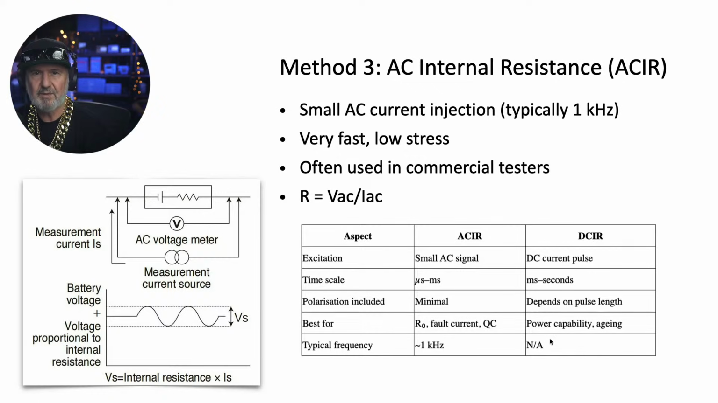What is it? What's best for? Well, best for fault current is actually the AC internal resistance test, whereas the DC pulse test is best for power capability and looking at the effects of aging. So there you go. This is probably the easiest test to do, and it is the best for calculating fault current. But you do need an AC source.